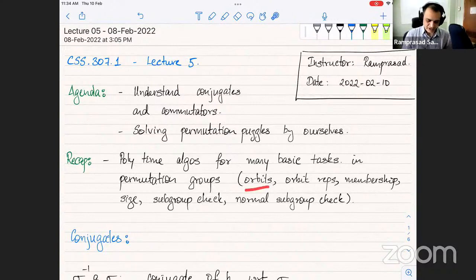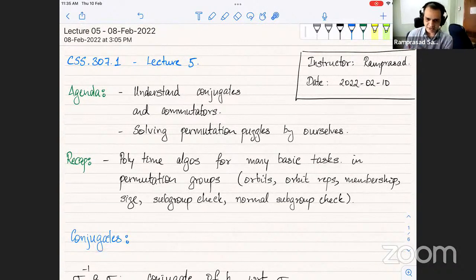We got a sense of what orbits and orbit representatives mean. Then we did algorithms for each of these things, along with membership testing, finding the size of a group, checking whether something is a subgroup or a normal subgroup, and so on. Today we won't deal too much with those, they'll just keep coming in passing. I'm going to focus on these two, conjugates and commutators, and tell you how they can be used for coming up with systematic solutions to a variety of these permutation problems. So let's begin with conjugates.